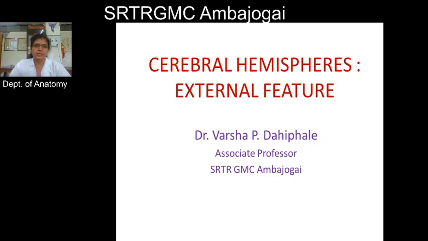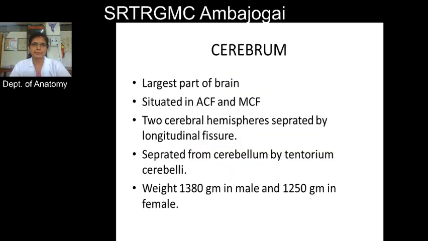In the previous lectures, we have seen about hindbrain and midbrain. Today we will start about the forebrain, and in that today we will see about the cerebrum. The cerebrum is the largest part of the brain. It is situated in the anterior cranial fossa, middle cranial fossa and the supratentorial compartment of the posterior cranial fossa.